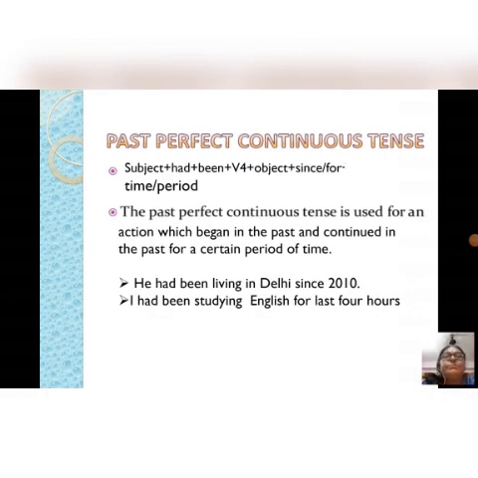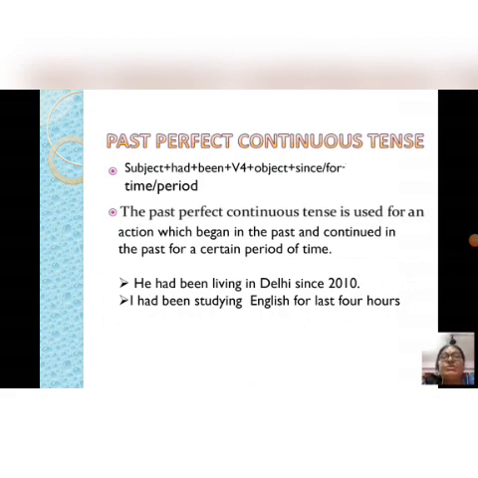Now come to past perfect continuous tense. The past perfect continuous tense is used for an action which began in the past and continued in the past only for a certain period of time. So in past perfect continuous, the action took place in the past only and it continued for a certain period of time. For example, he had been living in Delhi since 2010. Second example, I had been studying English for the last 4 hours.